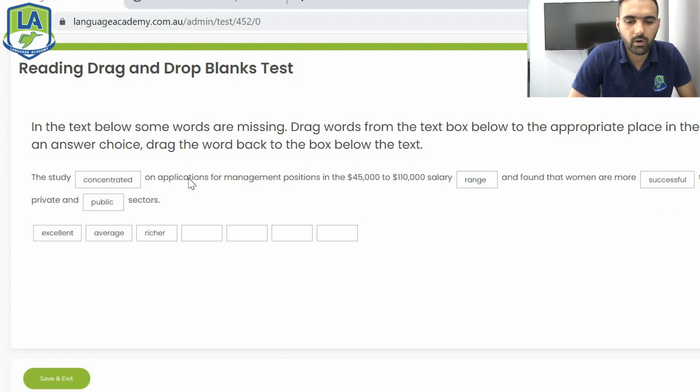So concentrated, why? Because the study has already been conducted. Range, because they have given us two figures and anywhere between this figure. Why successful? Because they're talking about job, and in a job you're successful, not richer. And then private and public sectors is the right collocation. So that is how you solve it. Private and public sector means both privately owned and government owned, right?